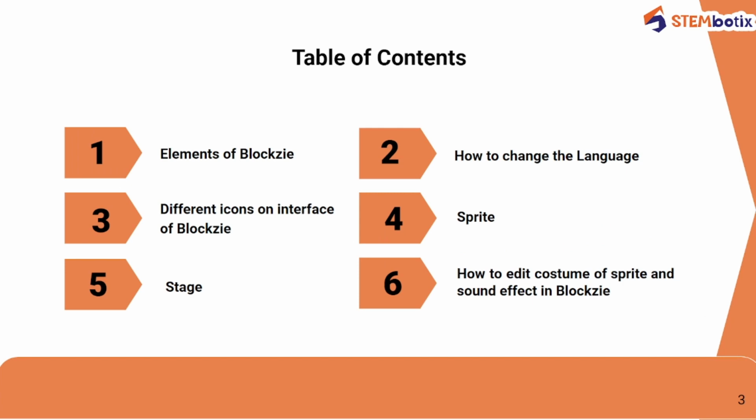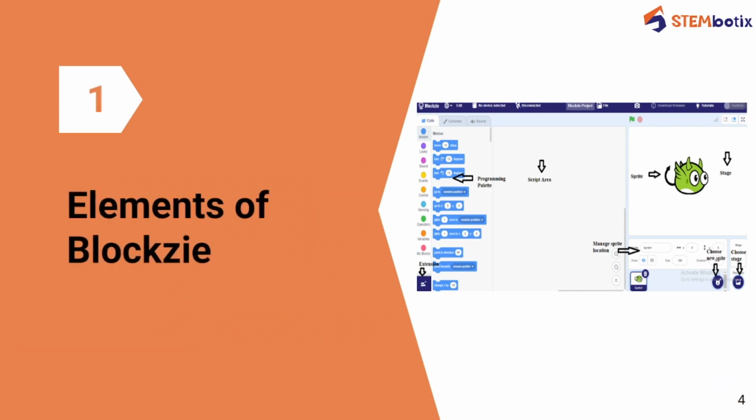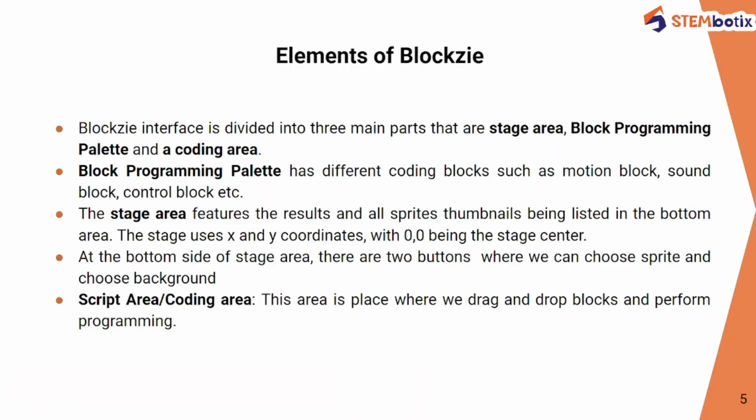This is the table of contents. These are the six categories which we are going to cover in this particular tutorial. The first one is elements of Blockzy. Second one is how to change the language. Third one is different icons on the interface of Blockzy. Fourth one is details about Sprite. And fifth is on the details of stage. And in the last sixth part, we are going to discuss how to edit the costume of Sprite and the sound effect in Blockzy. So let us first start with different elements of Blockzy.